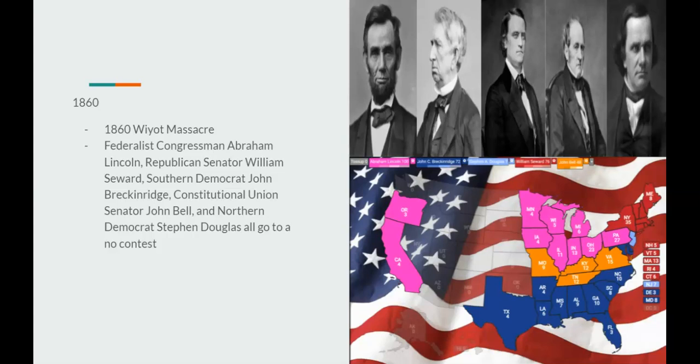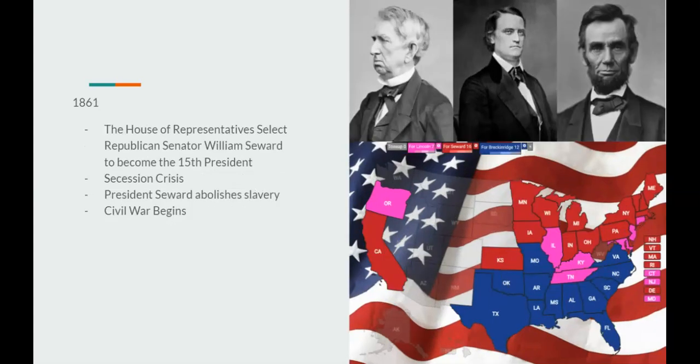Contingent election, which is hard to pronounce actually, in 1861, which begins the year in which the House of Representatives will select Republican Senator William Seward to become the 15th president. Then secession will happen, which will lead to the Civil War. President Seward, on day one of being president, will abolish slavery.